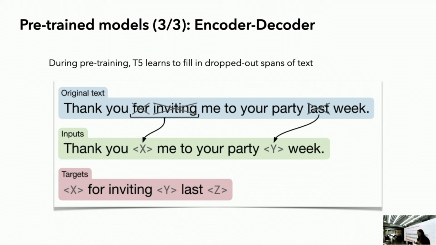If we go deep into the pre-training process, T5 learns to fill in those dropped-out spans of text. So instead of just predicting the input, they corrupt "for inviting" here and put it into X. Then we need to predict that X is going to be "for inviting", and then the Y here is "last here". This is how you do this kind of dropped-out span of text.